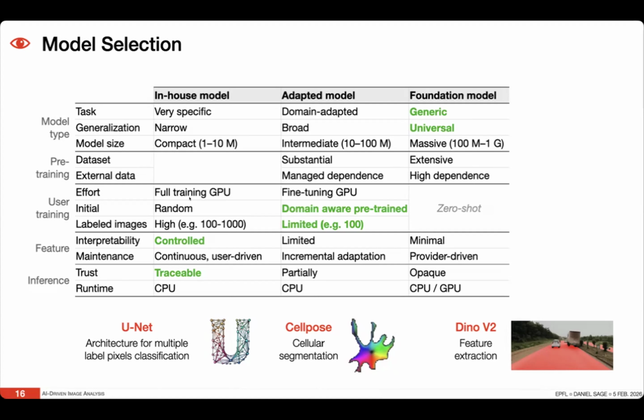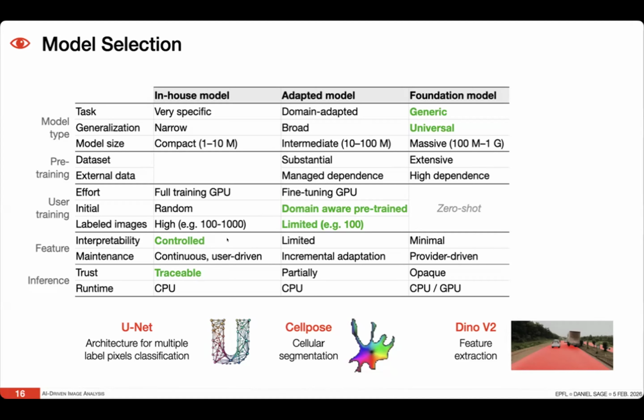And compared to that one where you have to do a full training on GPU, the initial model is random. You start with no model, so you have nothing. And in terms of labeled images that you have to provide, typically for image segmentation it is maybe 100 or 1000. So it's huge compared to that one where it's sometimes limited. Sometimes, with 10 images, 20 images, you already have some kind of results. So that's to compare a bit the in-house and adapted model.